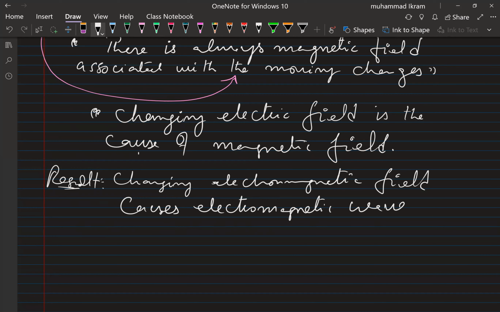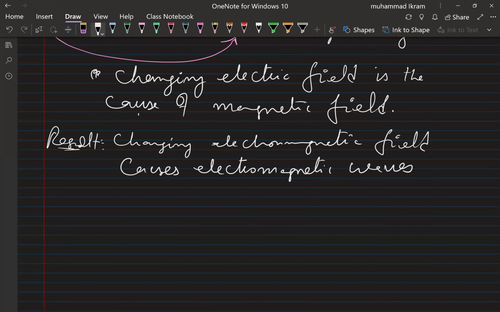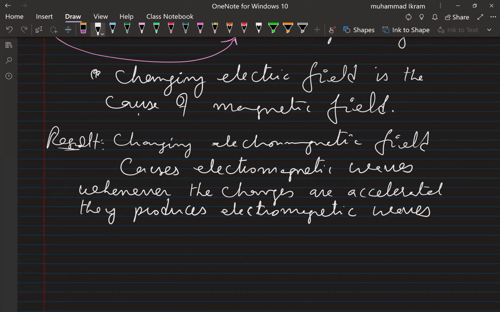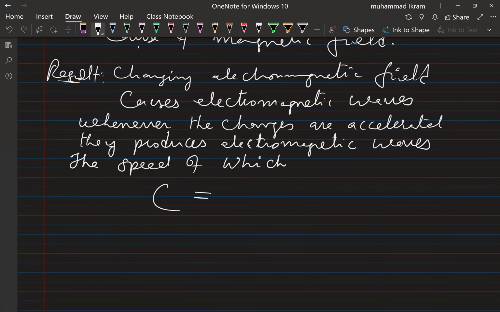Electromagnetic waves, right? So whenever the charges are accelerated, they produce electromagnetic waves in the nearby region, the speed of propagation of which is given by c equals 1 over the square root of mu naught times epsilon naught.